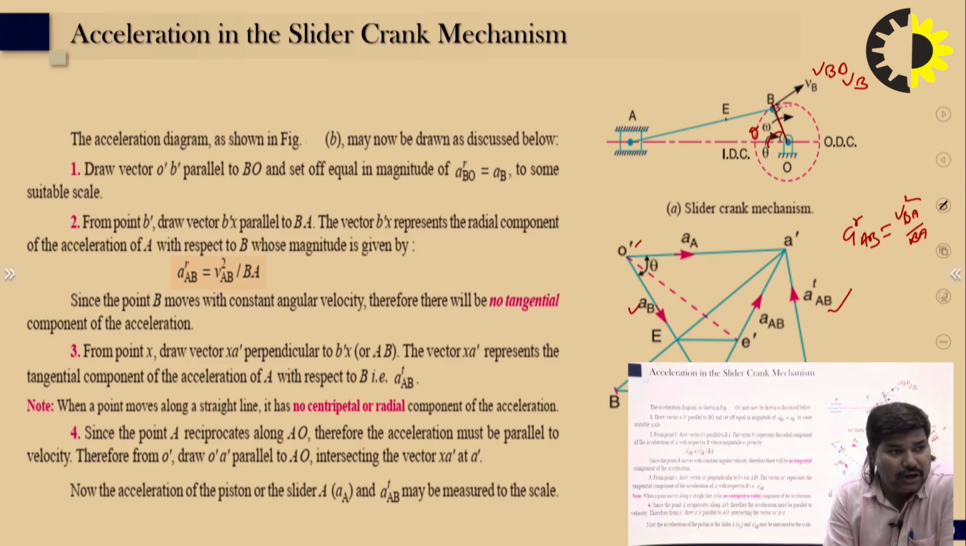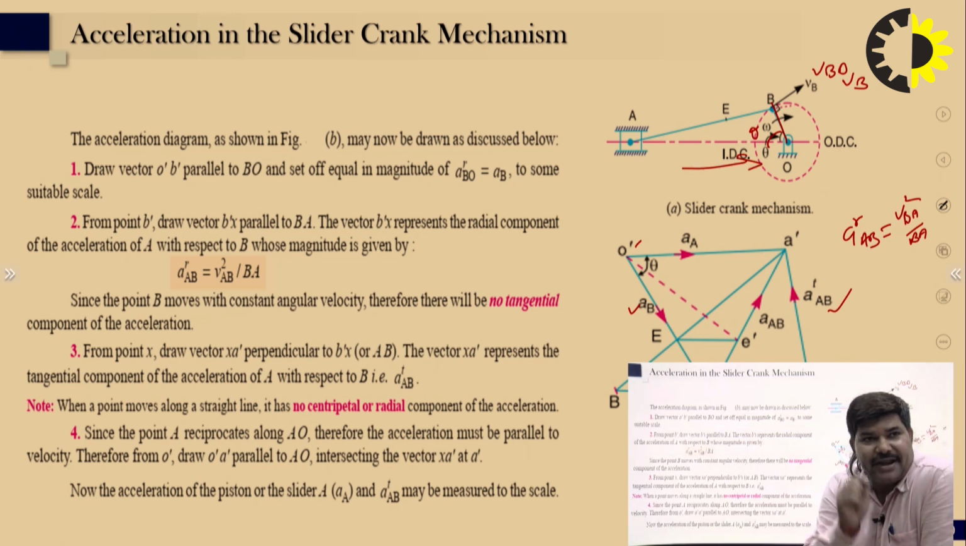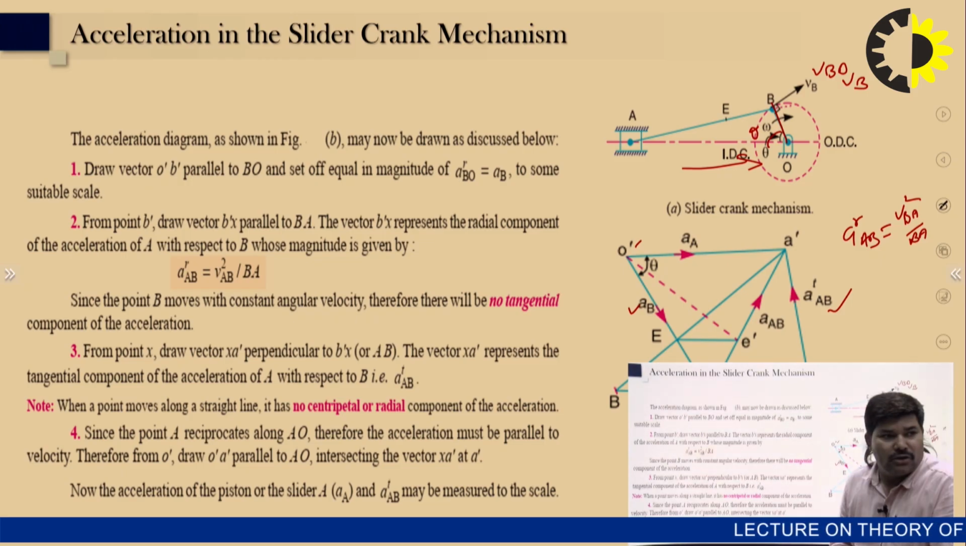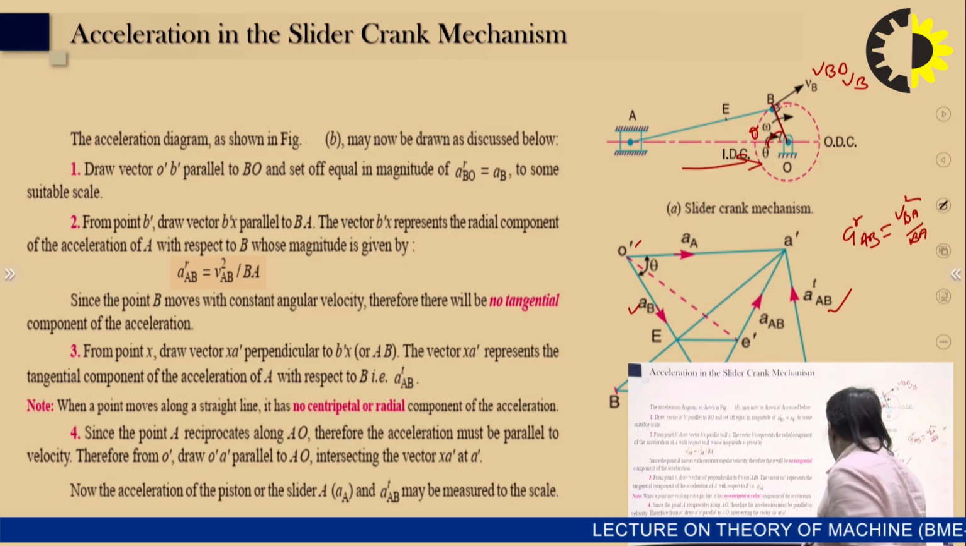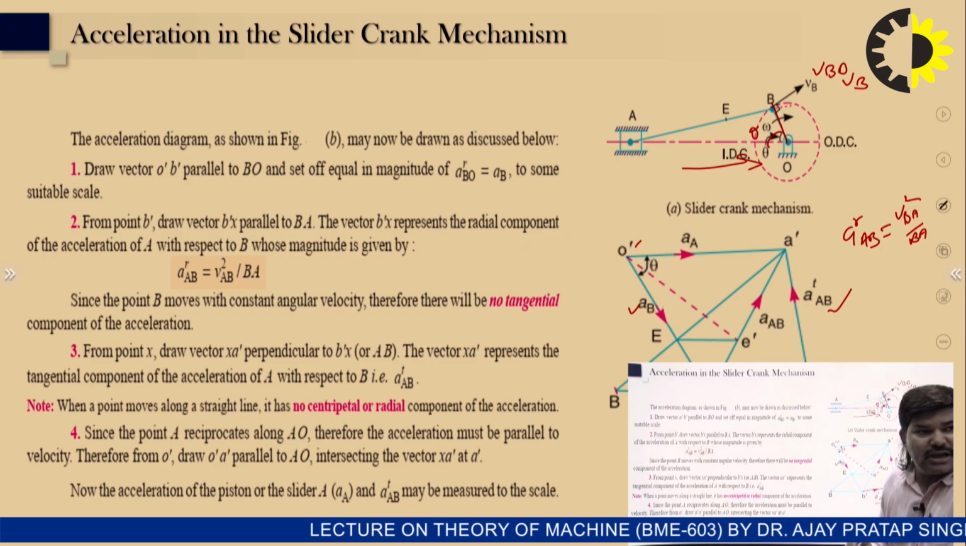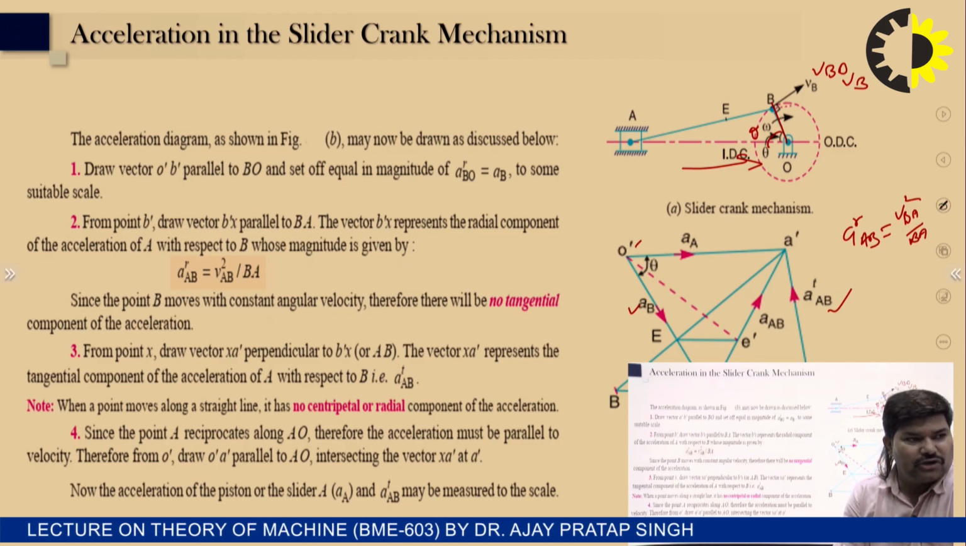Note, always remember, when a point moves along a straight line, it has no centripetal or radial component of the acceleration. So the point A, the slider, always reciprocates along the line of stroke, and it intersects at x dash. Since the point A reciprocates along this line, the acceleration must be parallel to the velocity.